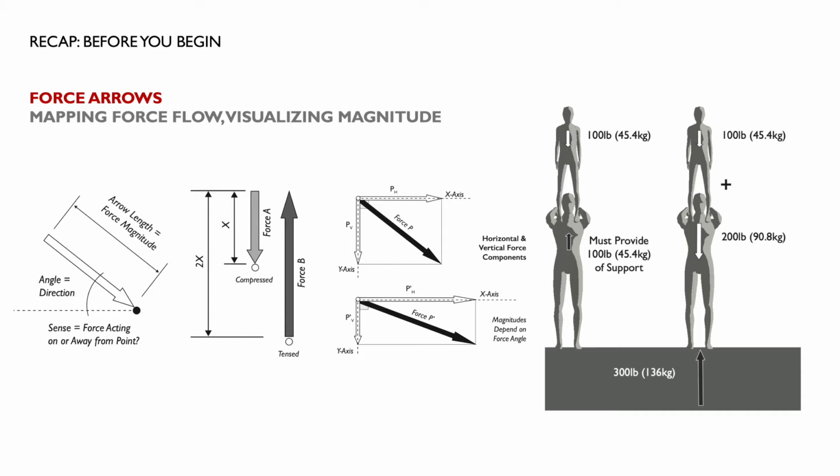Also, as a reminder before you even begin, about the force arrows. Using force arrows is essential to actually be able to map out what we're trying to do here. Arrow length equals force magnitude. The angle is the direction, and the sense is whether it's pointing to or away from a particular point, so that we know what stresses it induces upon that.